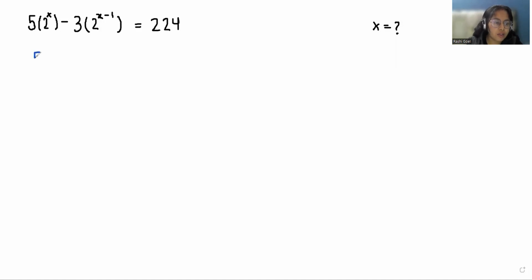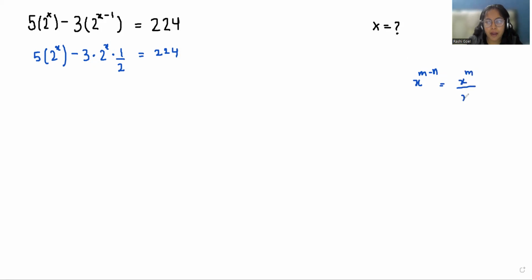So we can write it as 5 times 2 power x minus 3 times 2 power x times 1 by 2 is equal to 224. Because according to the exponent rule, x power m minus n, we can write it as x power m divided by x power n.